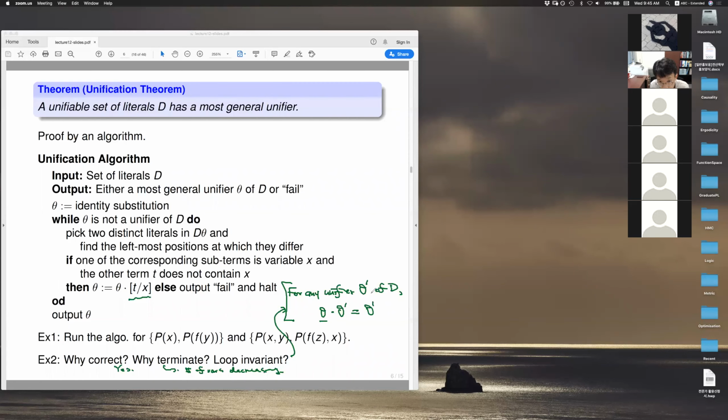Now note that this loop invariant doesn't say D is unifiable. It just says if D is unifiable by theta prime, then this unifier has this form. If D is not unifiable, this kind of claim will never be true because there is no unifier. So this is a conditional statement: if a unifier exists, that unifier should satisfy some specific property. It turns out this is a loop invariant, and this loop invariant is strong enough to show the correctness of the algorithm. So that's why we're going to look at more detail in the next slide.